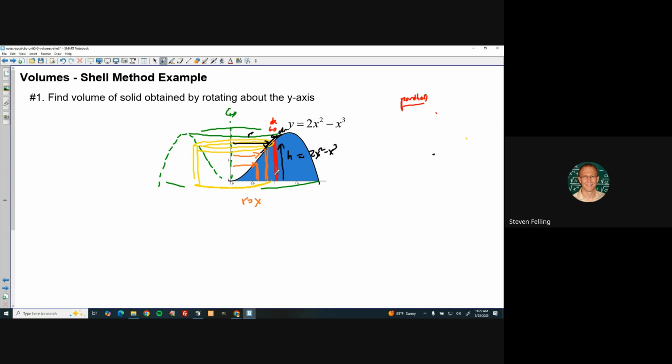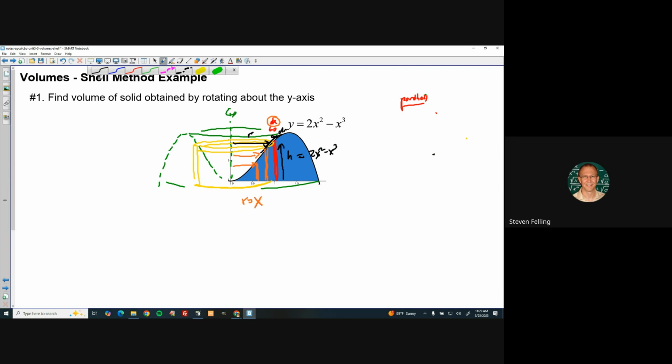Now, here's how you can keep that straight. If this is a dx type integral, because you've established the width, then this r is usually, as long as you're rotating around an x or y axis, just that same letter. The r is just that same letter.